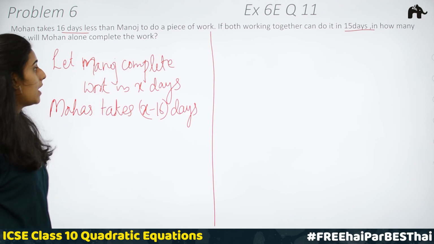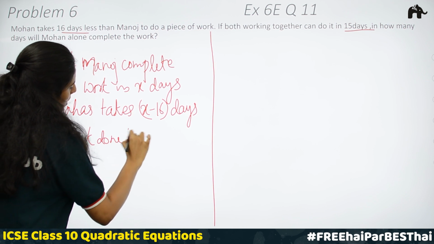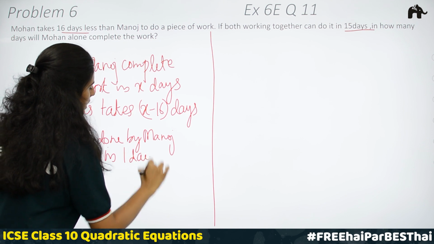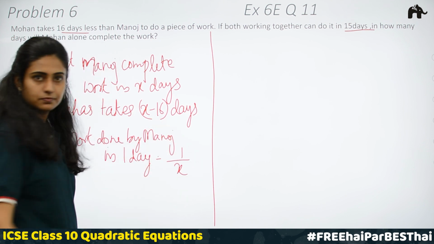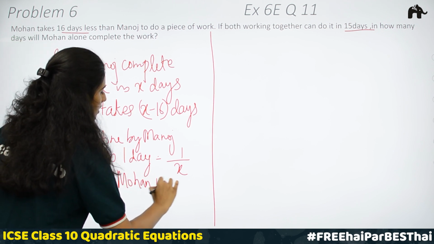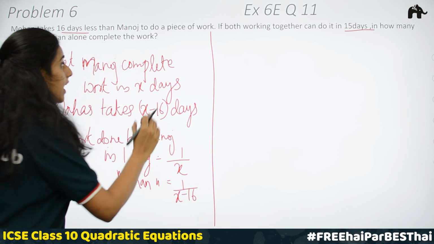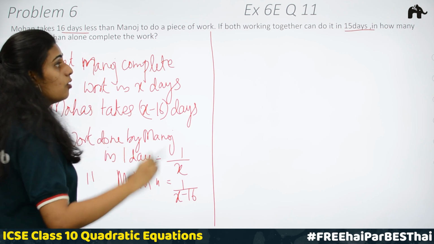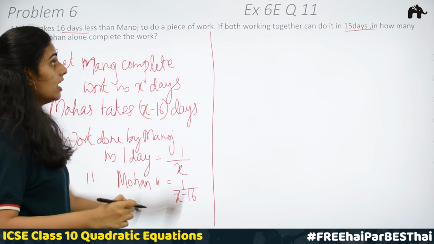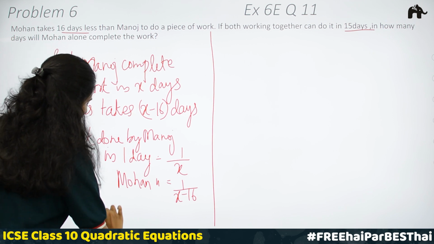Now what is the work done by Manoj in one day? Work done by Manoj in one day will be equal to 1 by x. What about the work done by Mohan in one day? That will be equal to 1 by x minus 16. Together, if they work one day, what is the work done by Manoj and Mohan in one day? They are taking 15 days. Then, together work done by Manoj and Mohan.